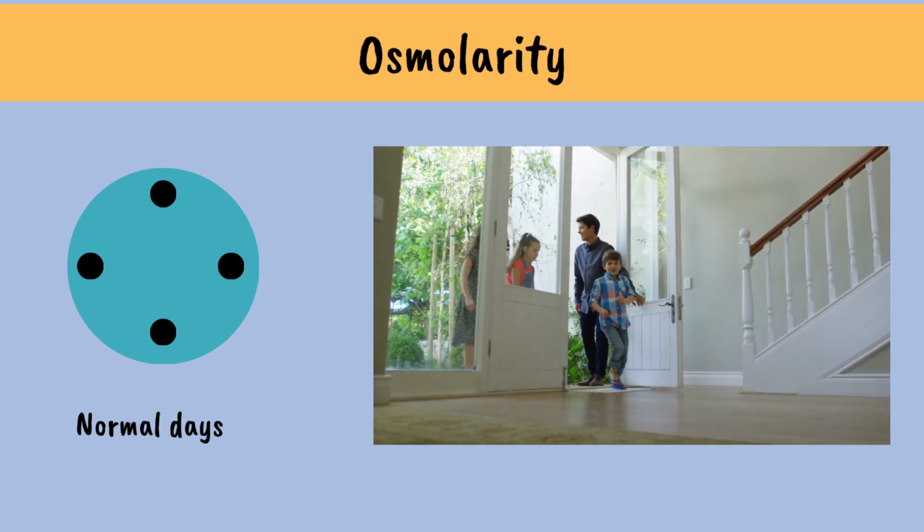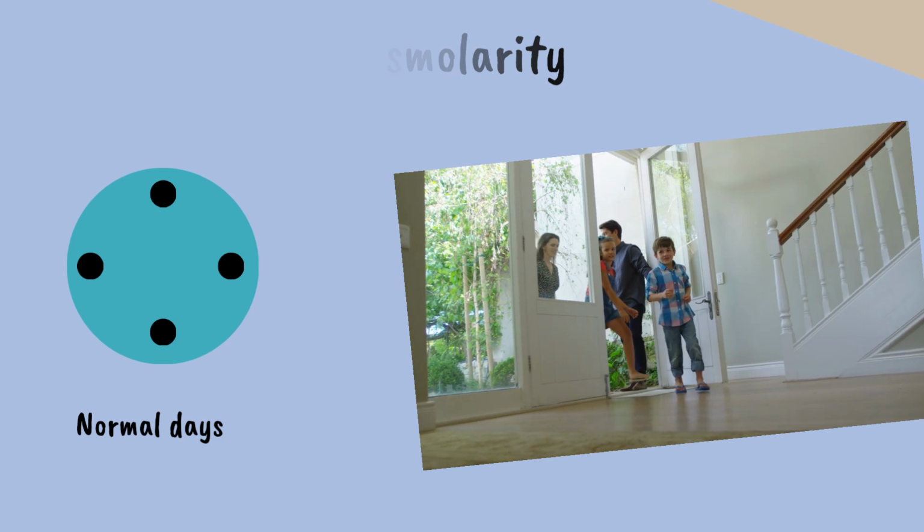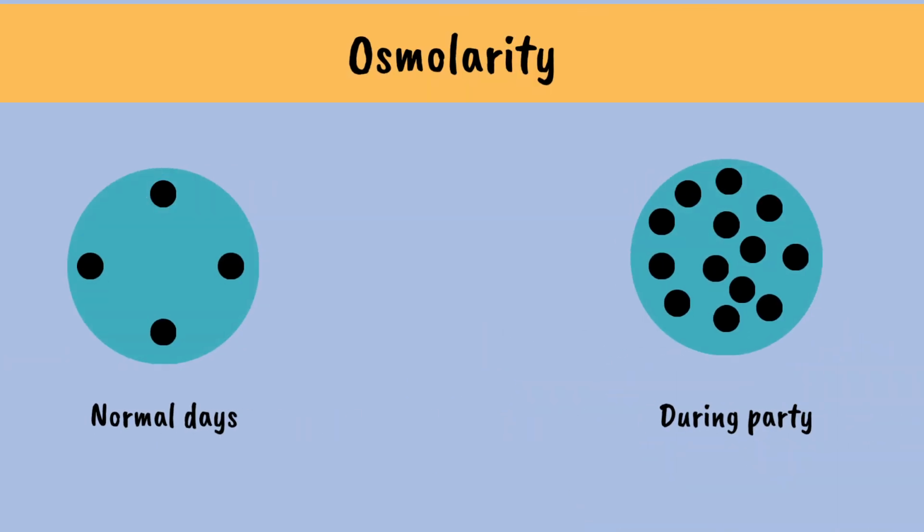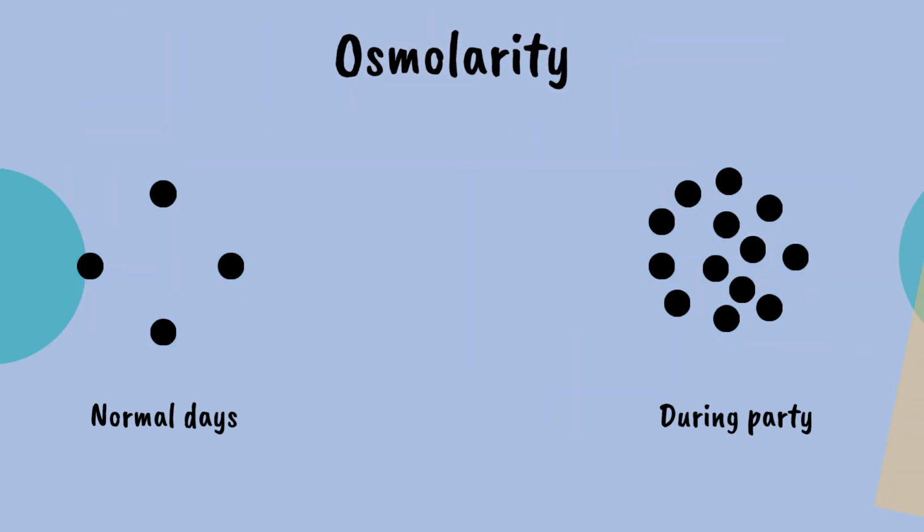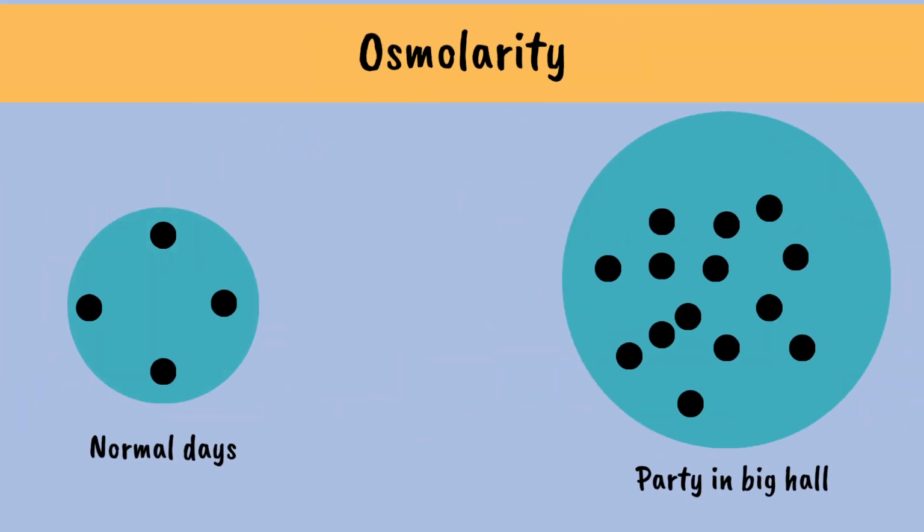During the party, the number of people increases to 14. Now, the house that was comfortable for 4 people becomes crowded because it's not designed to hold so many people. To solve this problem, the family decides to shift the party to a large hall. In the hall, there's plenty of space for everyone, and no one feels cramped. Everyone enjoys the party because the larger space accommodates the extra people comfortably.